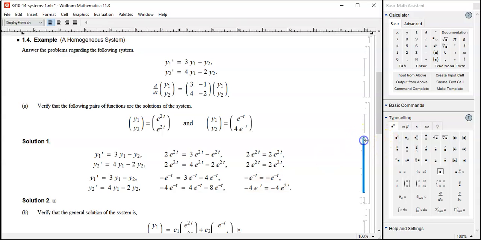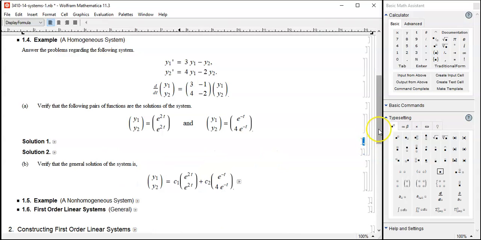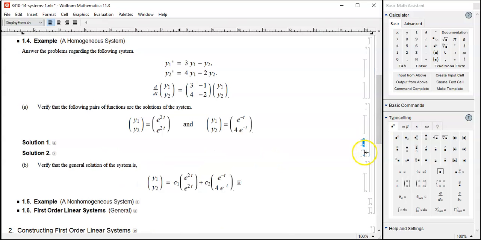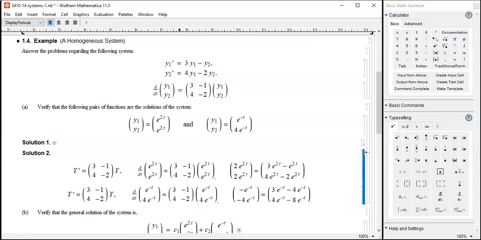Did I move too quickly? Well, if you think I moved too quickly, then you can stop this playback and do some computation on your own. But this is so trivially elementary that I don't think it's really necessary. How about the second solution?